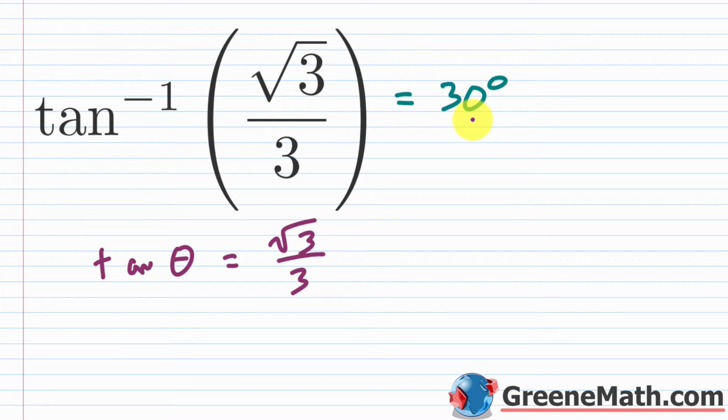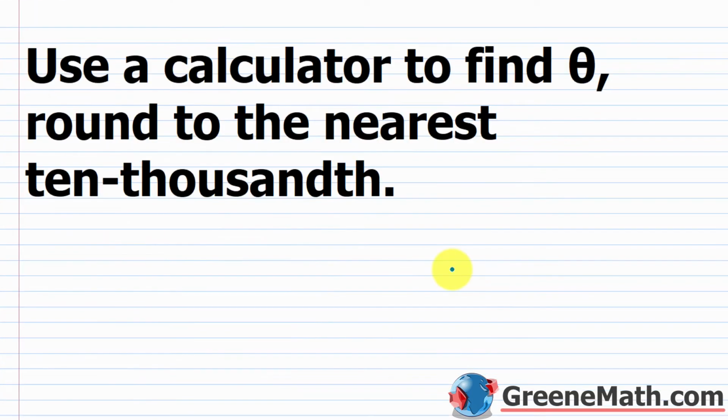So the tangent of 210 degrees, or the tangent of any angle that's coterminal with 210 degrees, would also give you the square root of 3 over 3. So just something to keep in mind for later on in the course. All right, for the next few problems, we want to use a calculator to find theta. We want to, again, round to the nearest 10,000th.